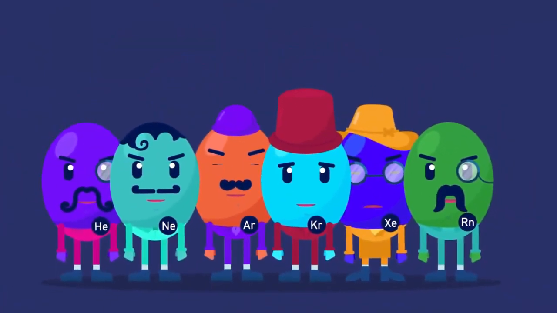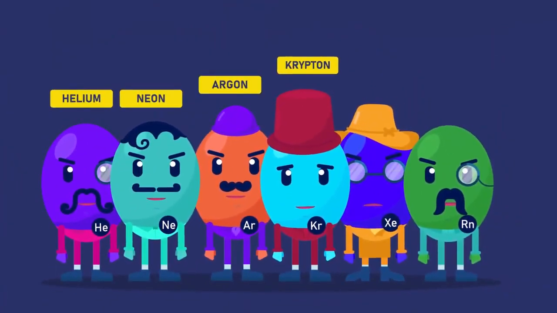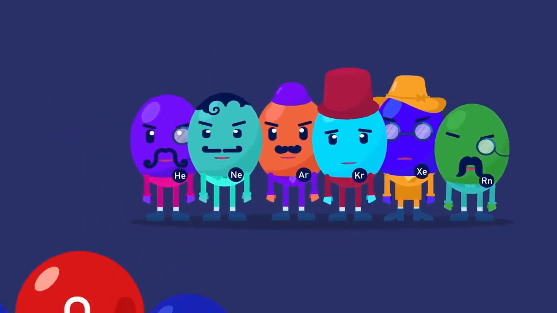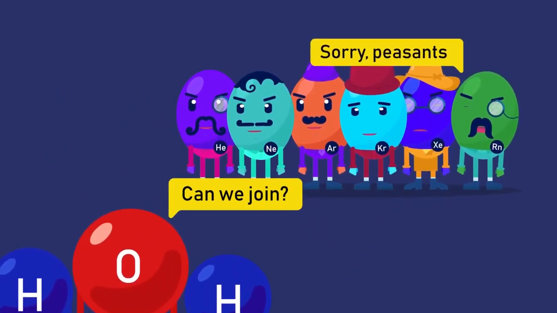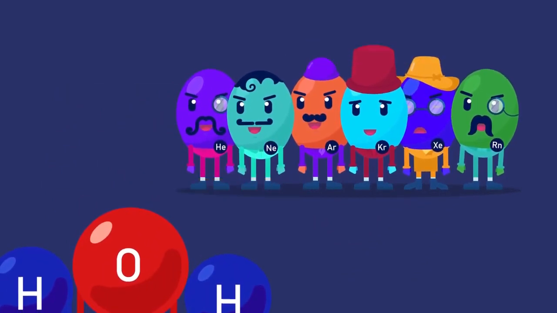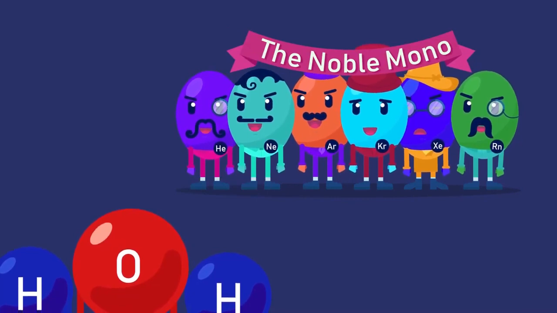Noble gases such as helium, neon, argon, krypton, xenon, and radon are elements that exist as individual atoms, which is why they are called monoatomic elements.